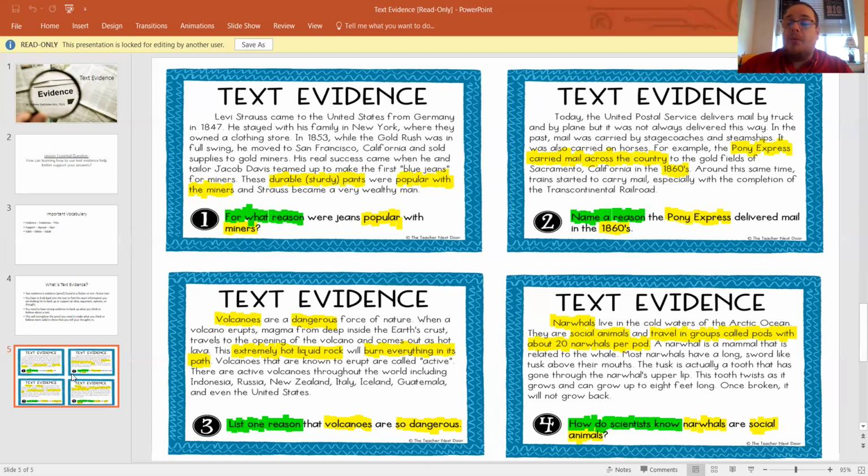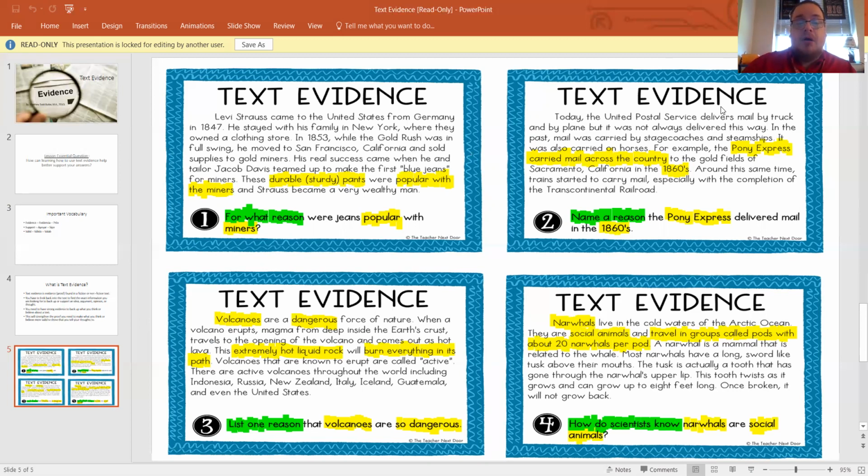So we're gonna go up and we're gonna see where it says 1860s. Let me see if I can move mine up a bit. There we go. Pony Express. See, there's the word Pony Express, 1860s. Notice between those two is your answer. They carried mail across the country. That's the reason they delivered mail, to carry it across the country to people who need to receive the mail.